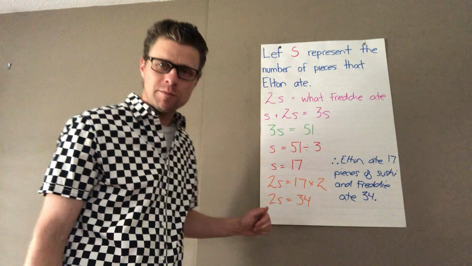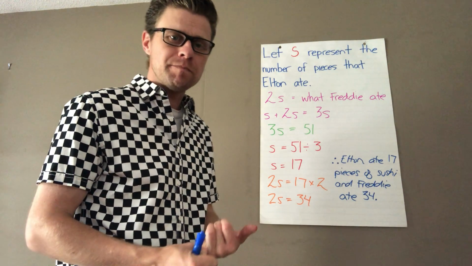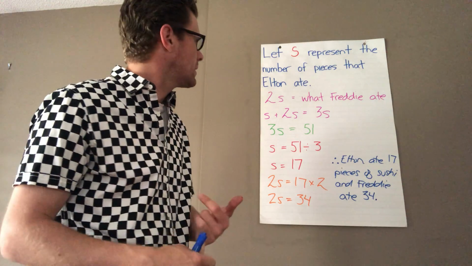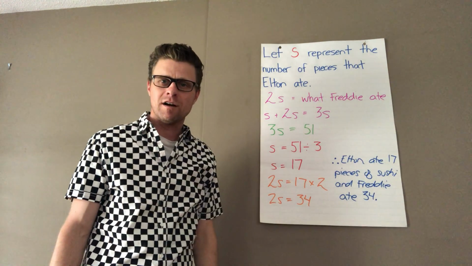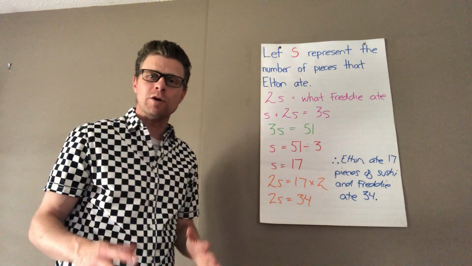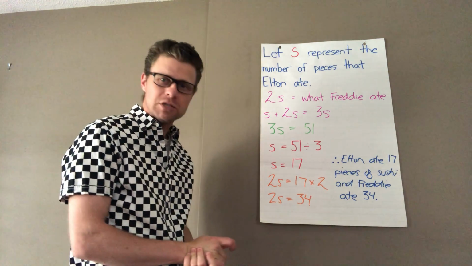We had a word problem. We found out the important details. We highlighted them. We chose a letter to represent our variable, or to be our variable. And remember, we only used S because it is the first letter of sushi.